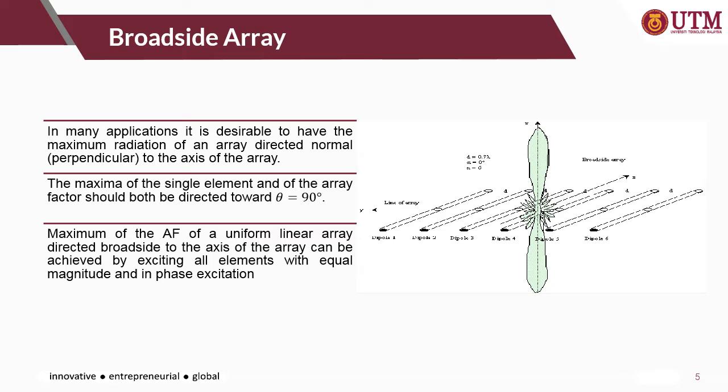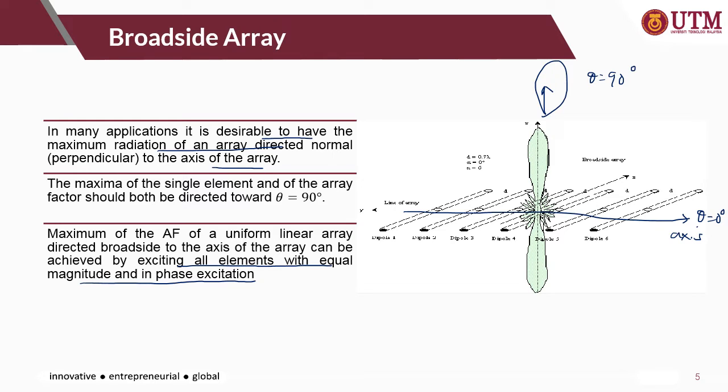Okay, so in some applications it is desirable to have the maximum radiation directed normal or perpendicular to the axis of the array. For example, this is the axis of the array. So the intended maximum direction is normal to the axis, in this direction. So it is at theta equal to 90 degrees compared to the axis at theta equal to 0 degrees, and this can be achieved by exciting all elements with equal magnitude and in-phase excitation. So there will be destructive fields accumulated along this axis, contributed by each individual element.